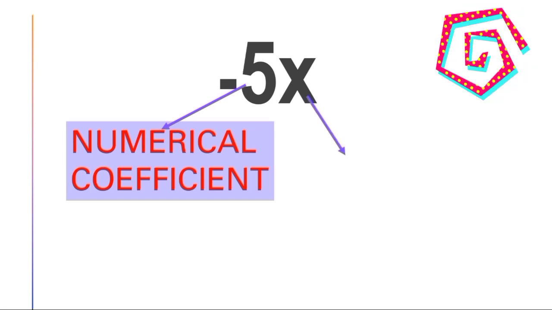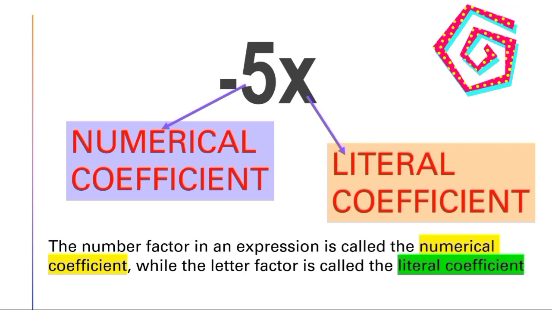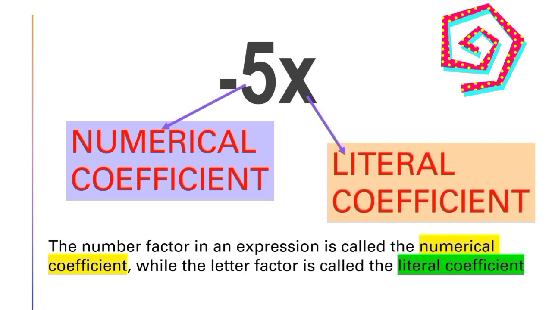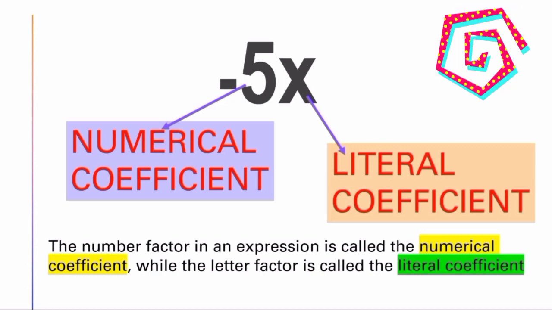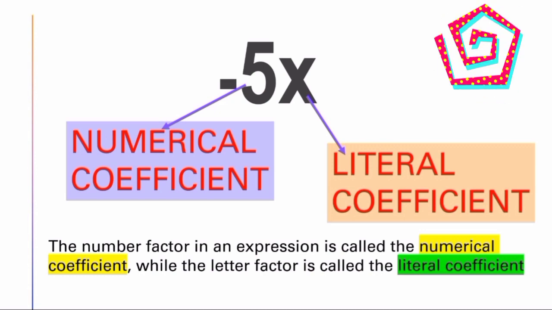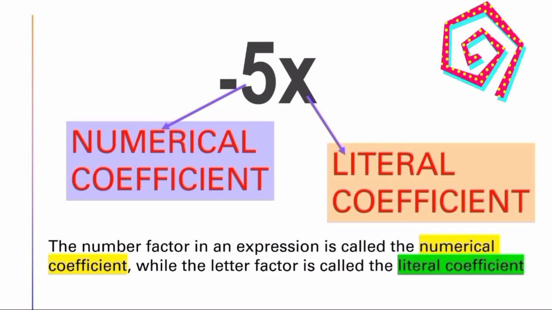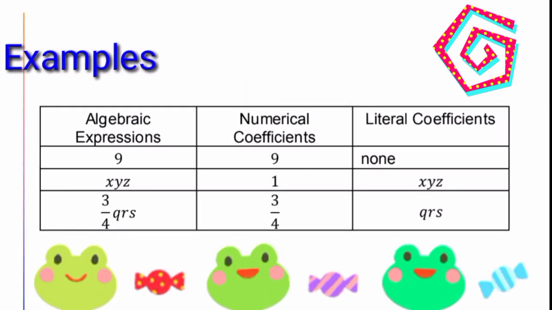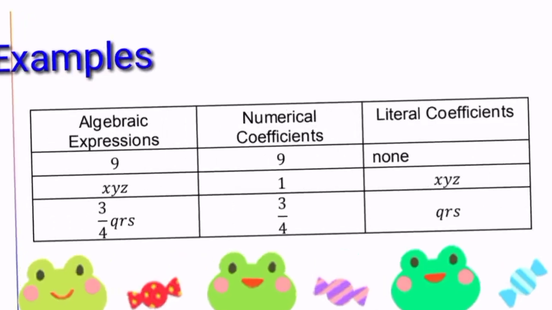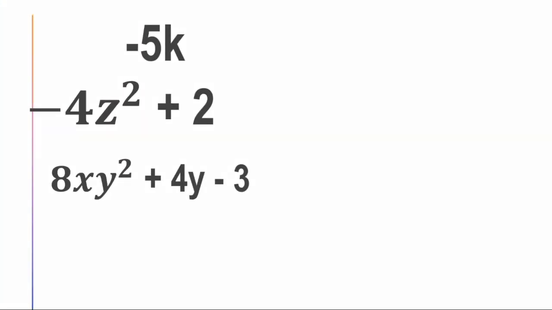Okay, next, in the given expression, we have negative 5x. Negative 5 is called the numerical coefficient, while x is called the literal coefficient. The number factor in an expression is called a numerical coefficient, while the letter factor is called the literal coefficient. Any algebraic expressions separated by a plus or a minus sign are called terms.